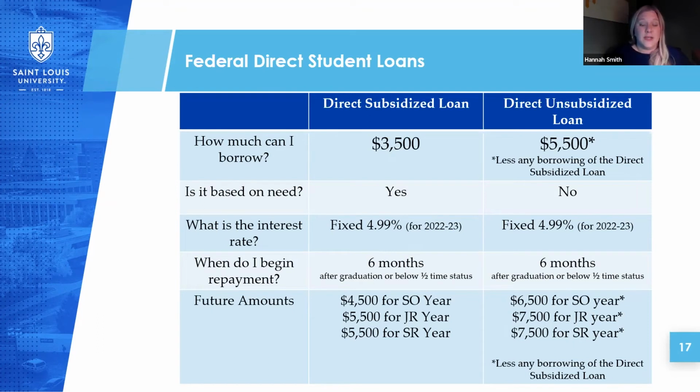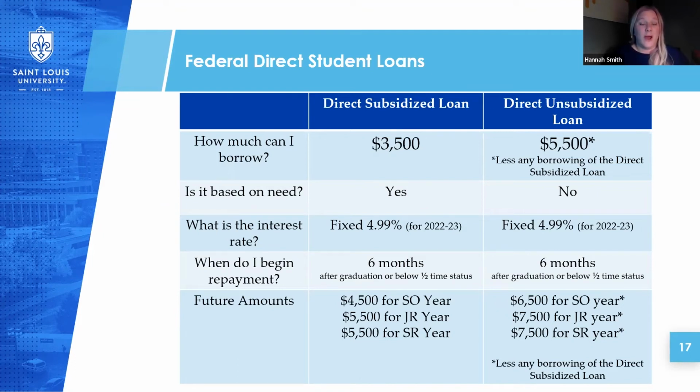It is a fixed interest rate for the life of the loan. So for 22-23, it's a fixed rate of 4.99%. Now, it is a variable rate in that the interest is typically different from year to year, but once you have a loan, all loans originated in 22-23 will have that 4.99% fixed interest rate for the remainder of the term of the loan.